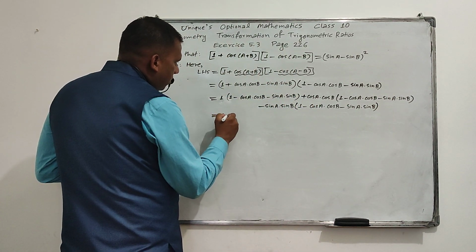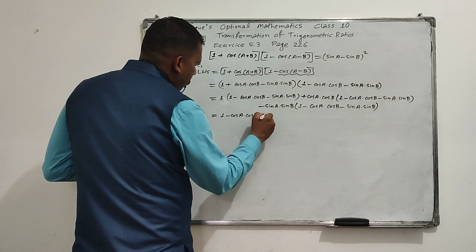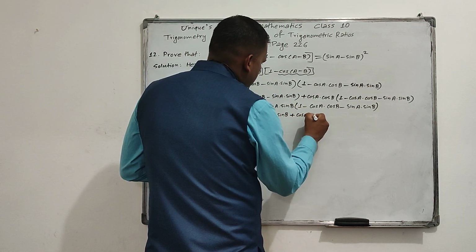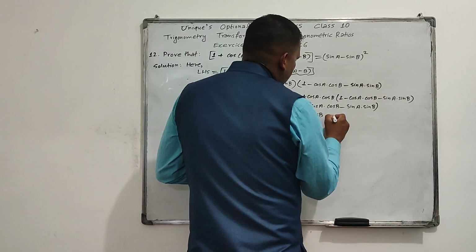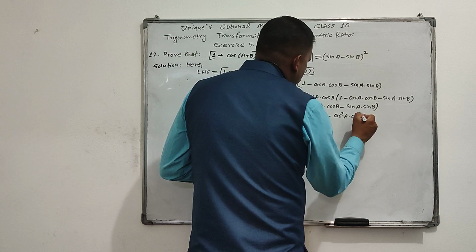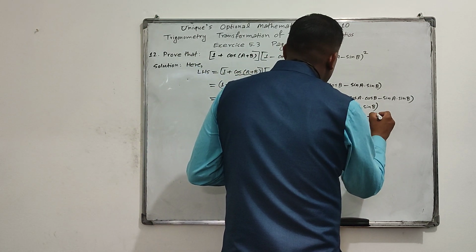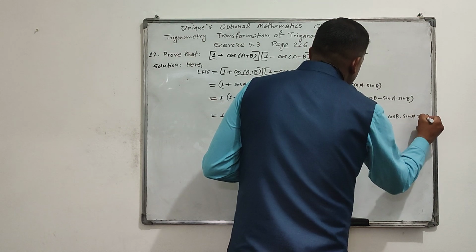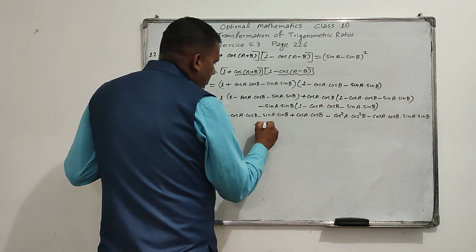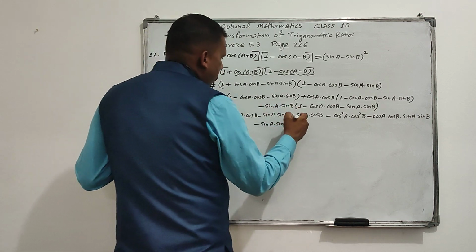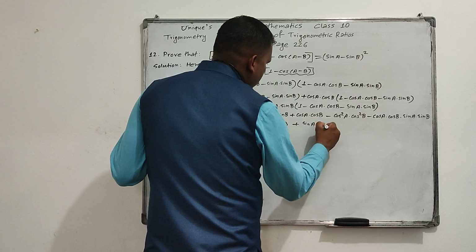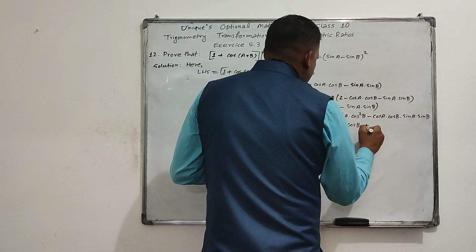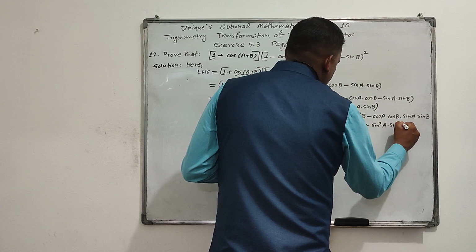Now this is equal to 1 minus cos A cos B minus sin A sin B plus cos A cos B plus into minus minus cos square A cos square B plus into minus minus cos A cos B into sin A sin B, then minus sin A sin B into 1 minus cos A cos B minus sin A sin B, minus plus sin A sin B dot cos A cos B, then minus into minus plus sin square A dot sin square B.